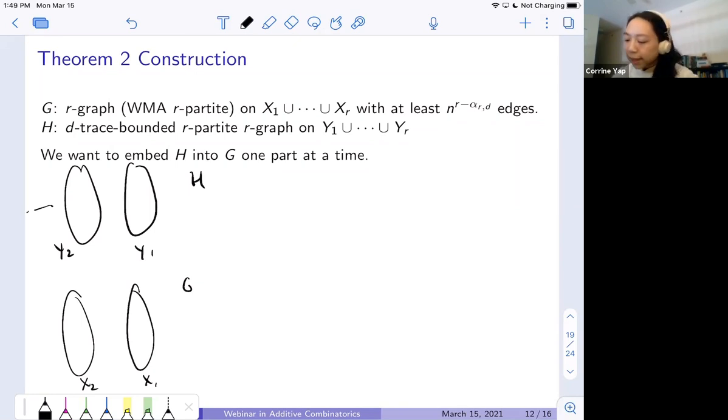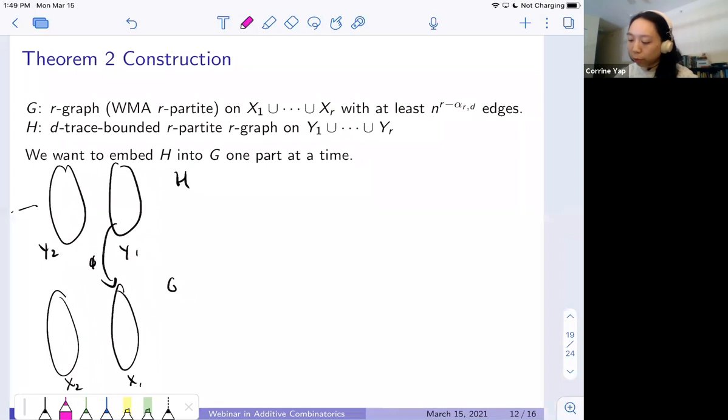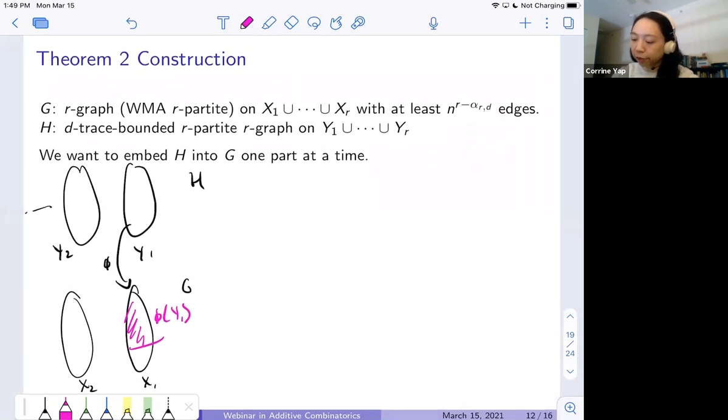And let's say that I have already found some embedding of Y1 into X1. So I have my Y1 here, let's say phi of Y1. Then what do I need to do in order to embed the next part, Y2, into X2? Let's say I have some vertex v here. What are my candidates for the image of v in X2?